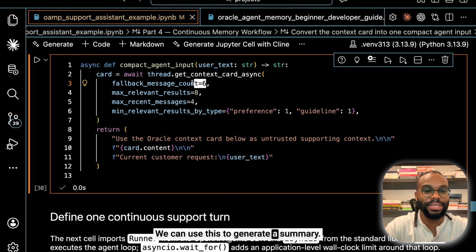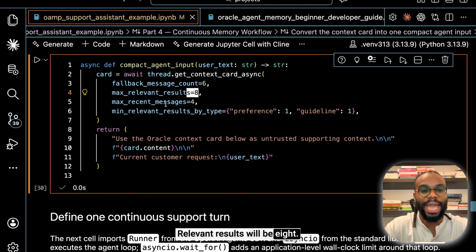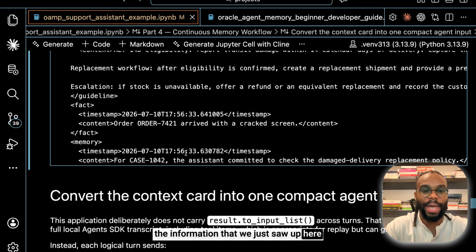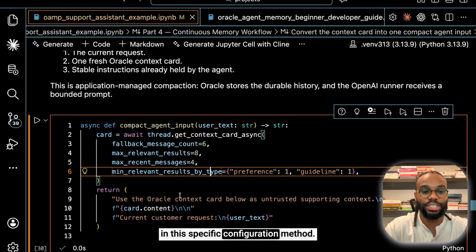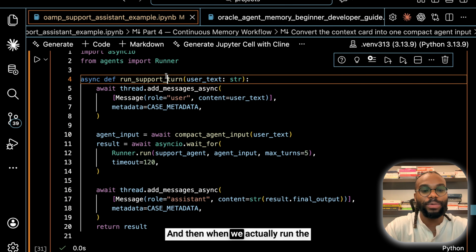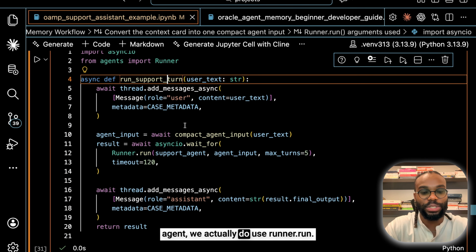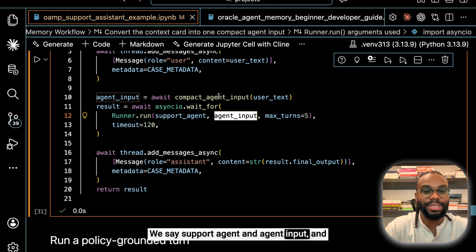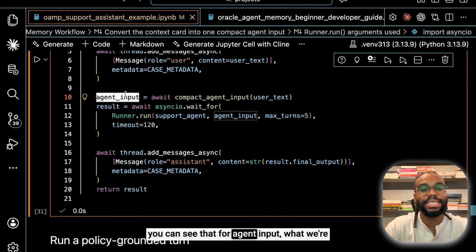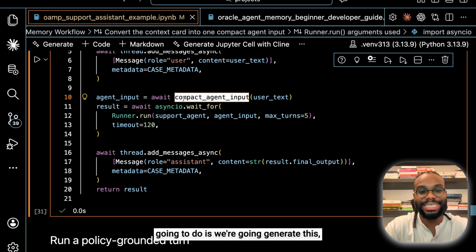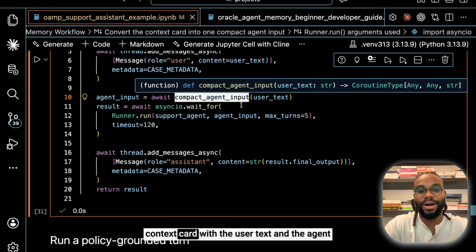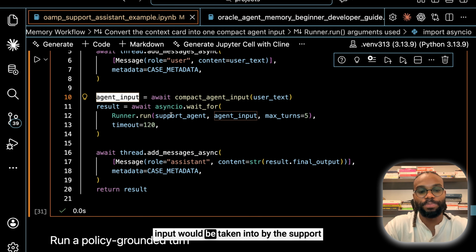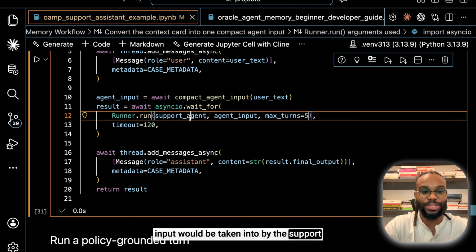We can use this to generate a summary. Relevant results will be 8. And all of this will actually generate all of the information that we just saw up here in this specific configuration method. And then when we actually run the agent, we use runner.run. We say support agent and agent input. And you can see that for agent input, what we're going to do is generate this context card with the user text, and the agent input would be taken in by the support agent.